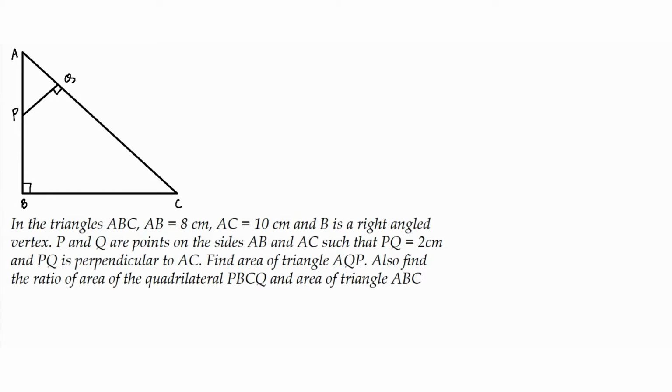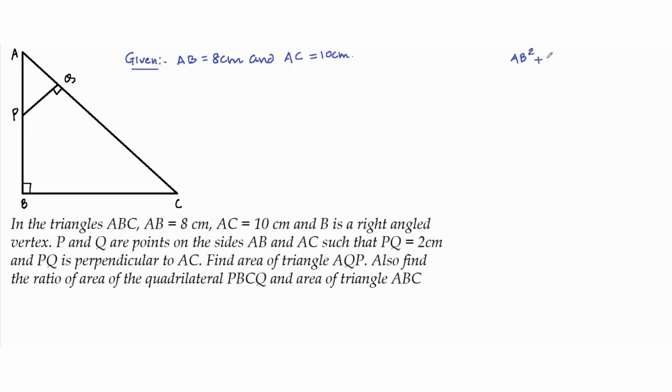So let's write the given part. So I know that AB is 8 centimeters and AC is equal to 10 centimeters, and B is the right angled vertex. And therefore what comes to my mind is I can use the Pythagoras theorem to find the length of BC. So let me quickly do that.